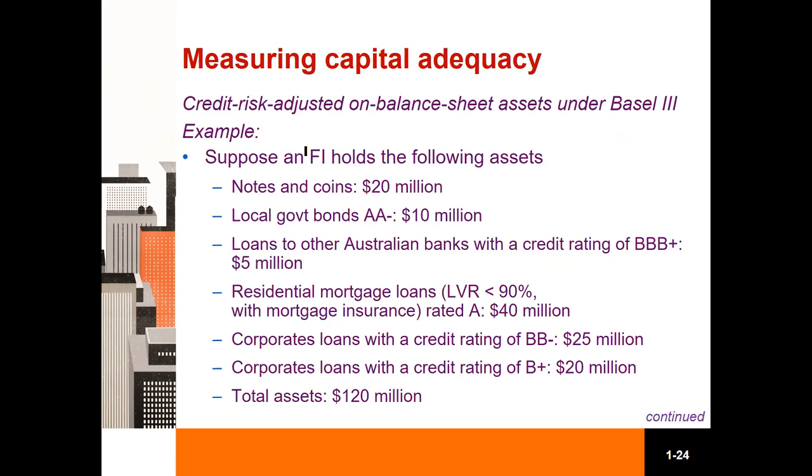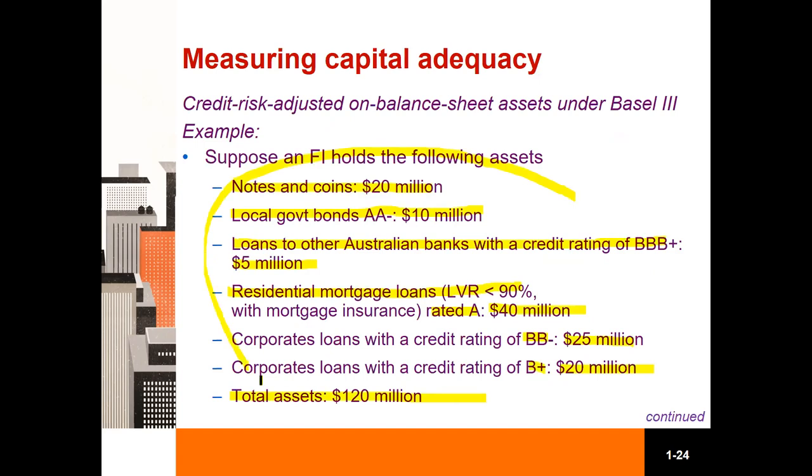Here is an example. Suppose that a financial institution holds the following assets: notes and coins, 20 million; local government bonds, 10 million; loans to other Australian banks with a credit rating of BBB plus, 5 million; residential mortgage loans with a loan-to-value ratio of less than 90%, rated A, 40 million; corporate loans with a credit rating of BB, 25 million; and corporate loans with a credit rating of B plus, 20 million; and total assets of 120 million.